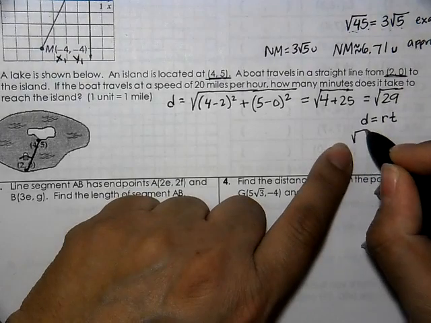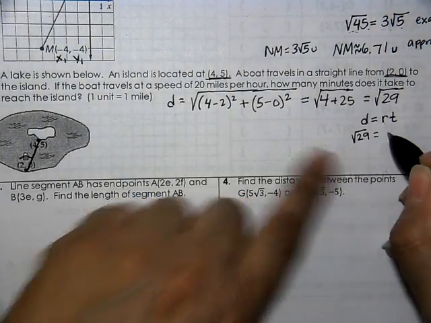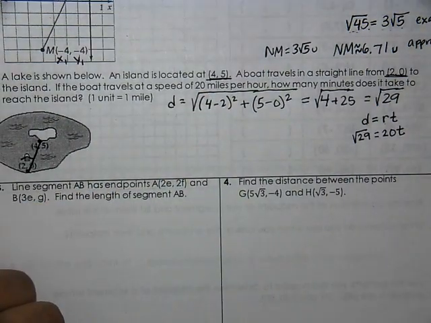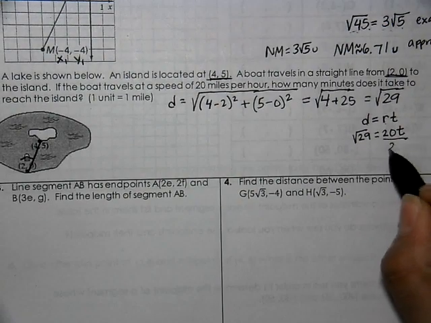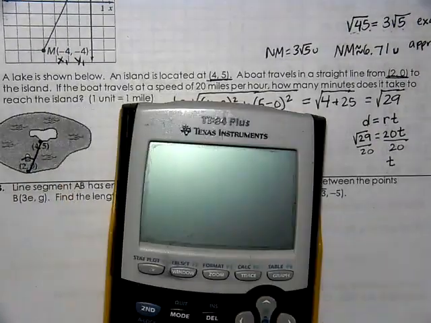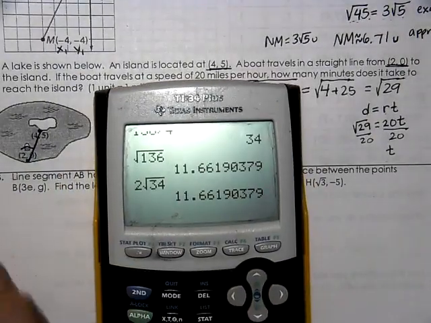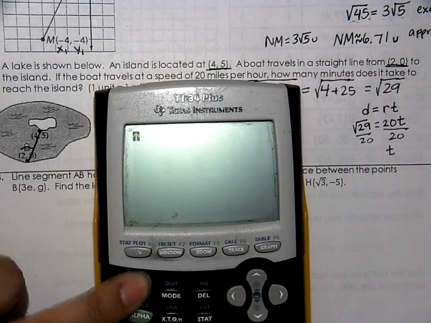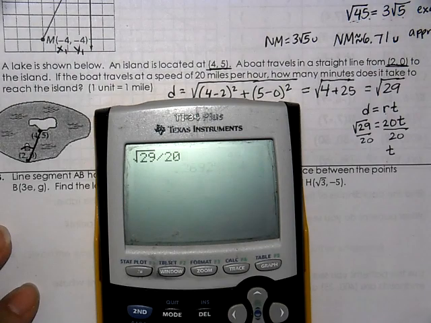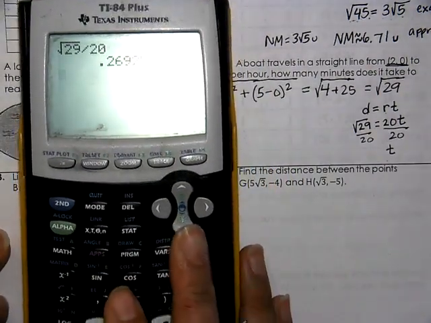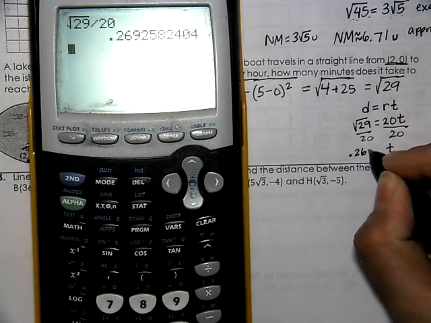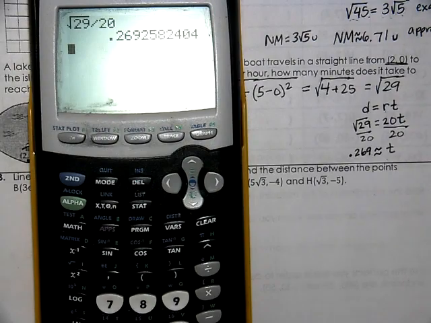So our distance we know is square root of 29. Our rate we also know is 20 miles per hour. What we don't know is the time, so I call that t. If I'm trying to solve for t, I would divide by 20. And here's where you would grab a calculator, and it's okay to round now because our final answer will be rounded as well. Square root of 29, and we want to divide that by 20. So when I type that in, I get about 0.269 roughly. And I'm just rounding it to 3 decimal places, but you could do more. I wouldn't do less though.